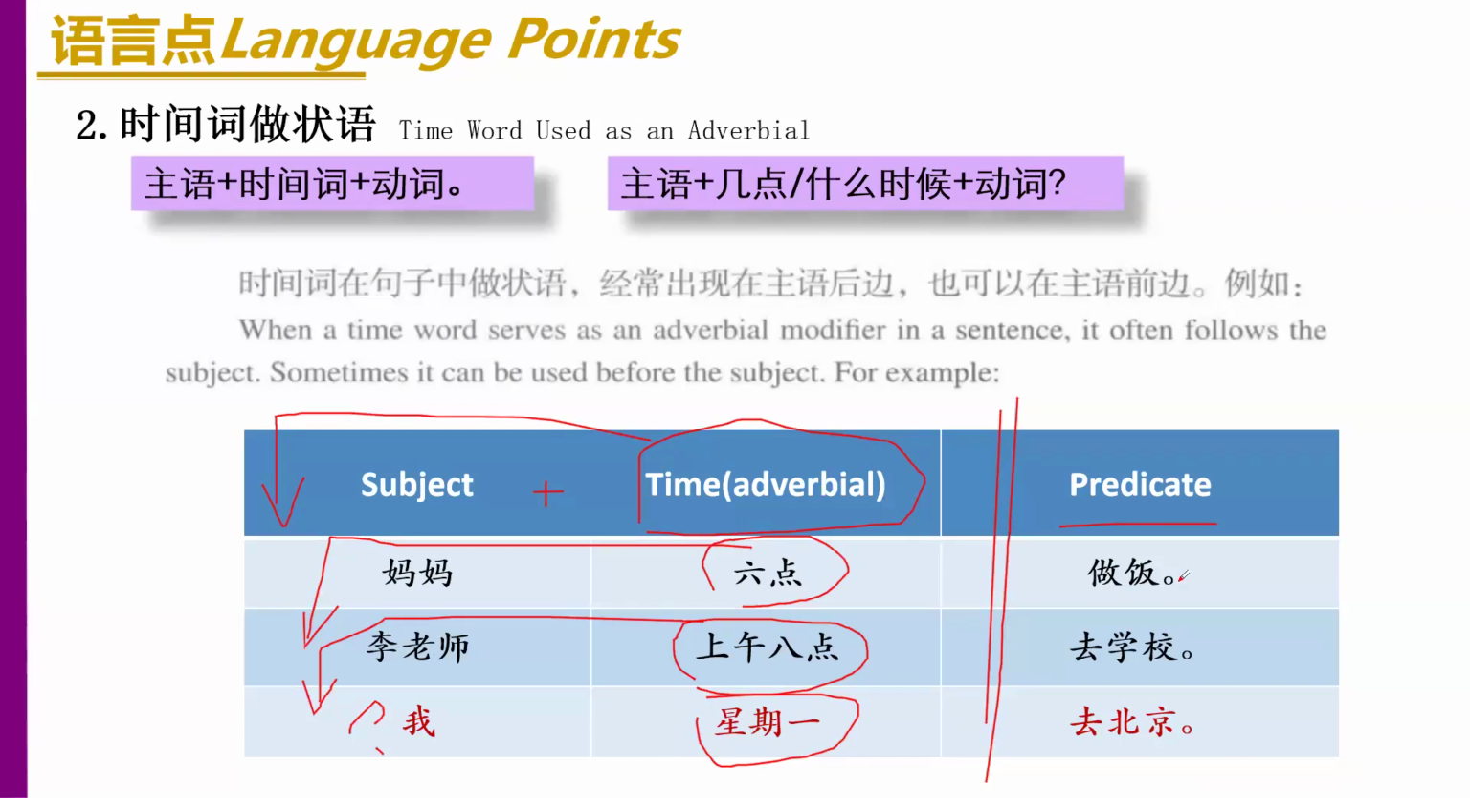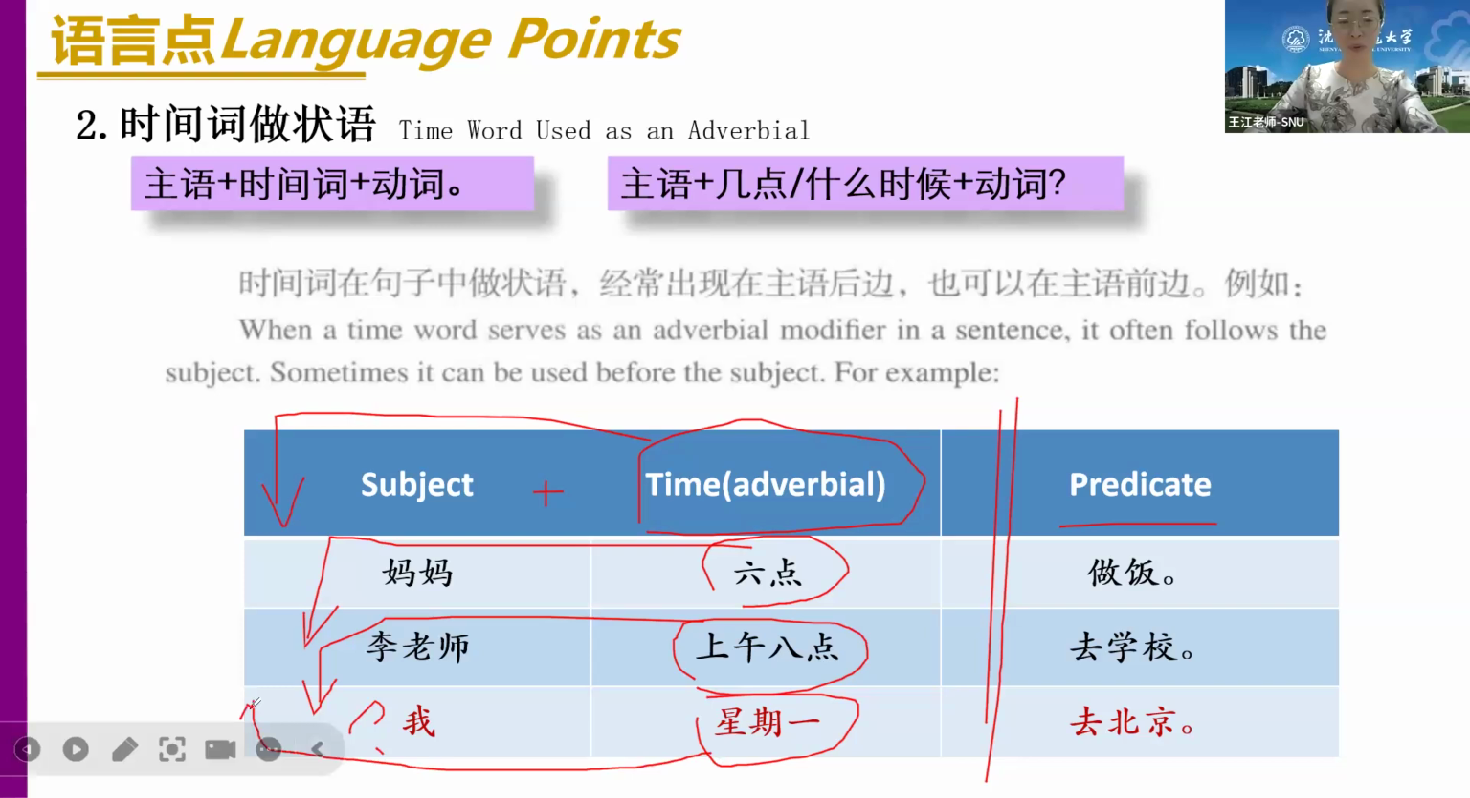星期一我去北京. Yes. 星期一 can also be put before the subject. So 星期一我去北京. Okay, that's the grammar. It tells us that the time word is used as an adverbial modifier, and its position could be before the subject or behind the subject. So we can put 星期一 before the subject: 星期一我去北京, 我星期一去北京. The meaning of the two sentences is the same.